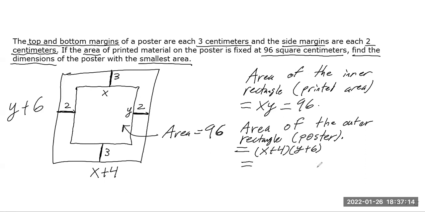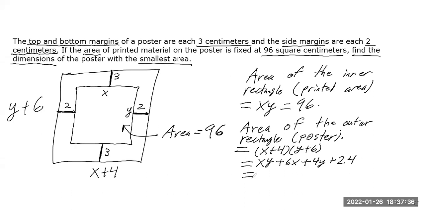But then I could do a little algebra, right? First things first, distribute the X to the Y. We get an XY. Then distribute that X to the 6, we get a nice 6X. Here we get a 4Y. And then a 6 times 4, well, that should be a nice 24, right?